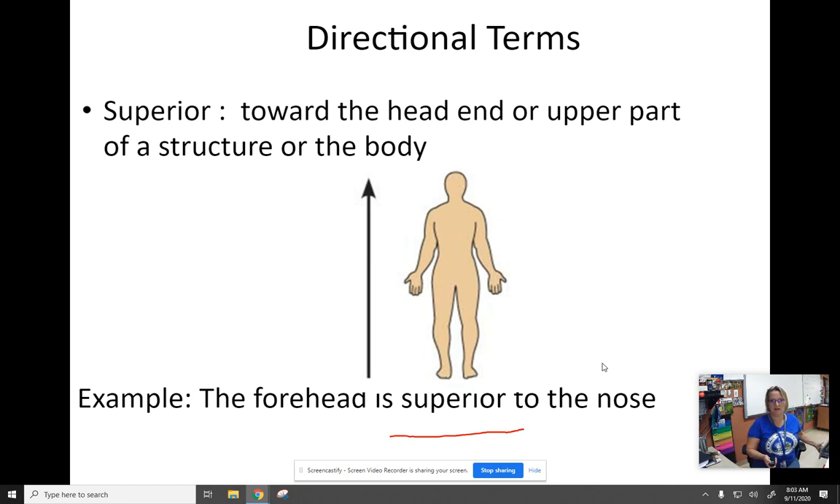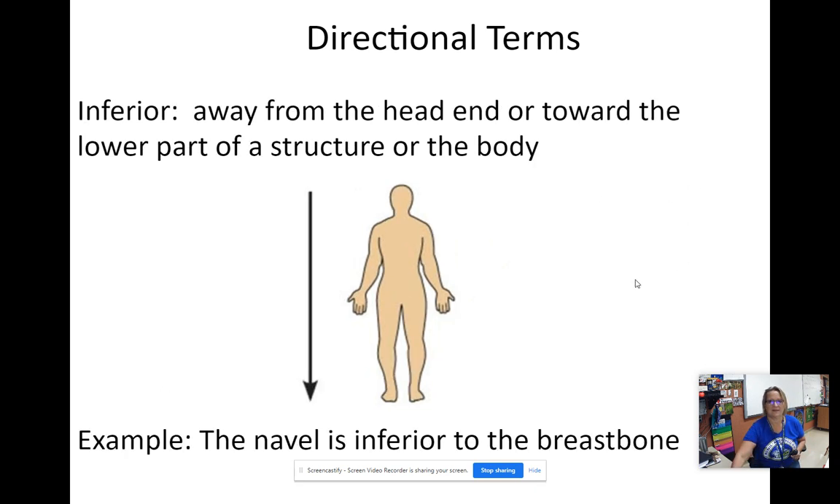The next one, this thing isn't working, of course. There we go. The next one is the opposite of superior, and that is inferior. So away from the head or towards the lower part of the body. So just the opposite. The chest is inferior to the head. So you're always comparing two things with each other. The navel is inferior to the breastbone, it's below it. So that's inferior.